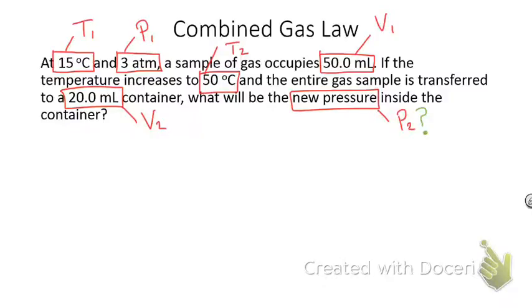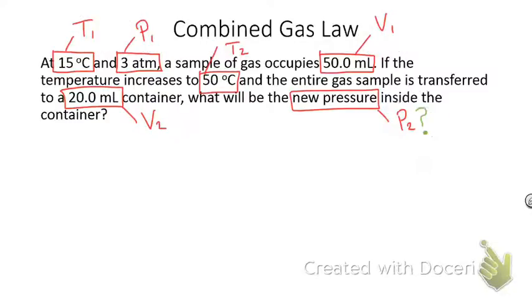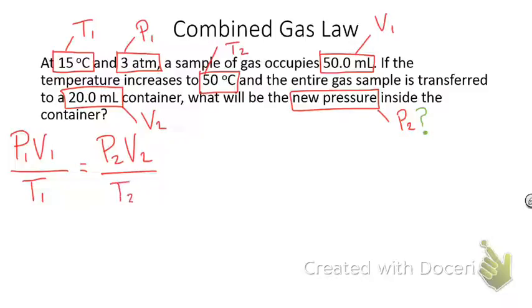That's my unknown. So when I look at these variables that I just quickly labeled here, I see pressure, volume, temperature, pressure, volume, temperature. I see all 3 variables. Whenever you see all 3 variables, you know you're going to have to use the combined gas law. So I'm going to write it off to the side. P1 V1 over T1 equals P2 V2 over T2. There we go. From here, it's basically just a plug and chug situation.